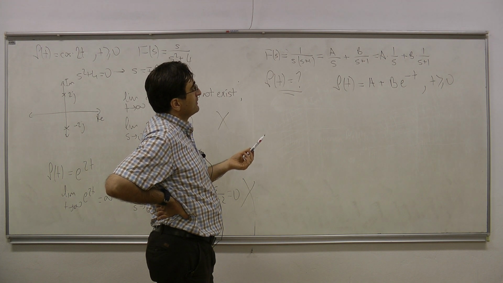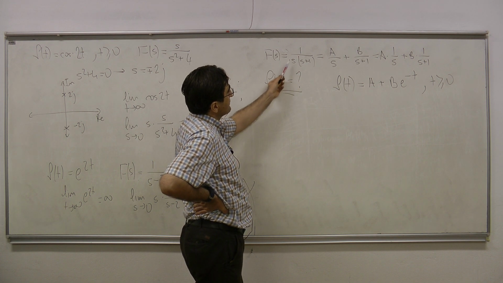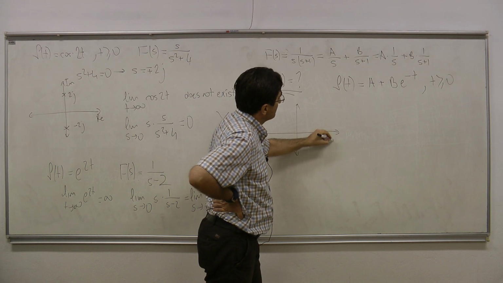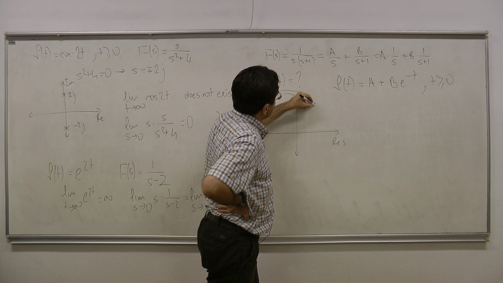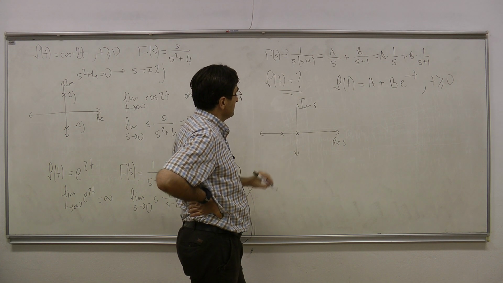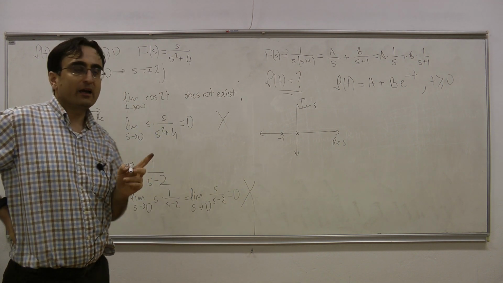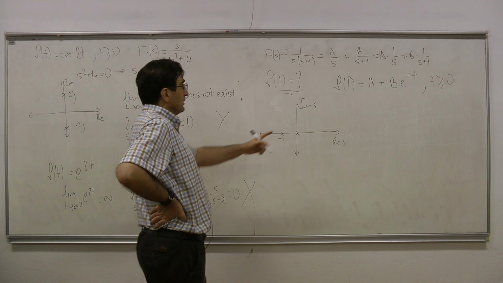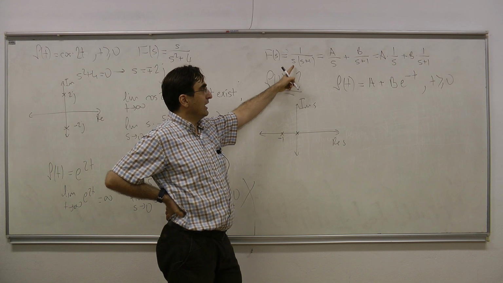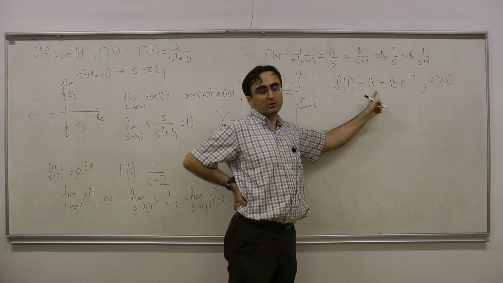What is the intuition that I can get here? I see that this Laplace transform had some poles. Where are its poles? Its poles are here at the origin and at minus 1. When you try to take an inverse Laplace transformation, the poles of the Laplace transform are going to be very, very important.